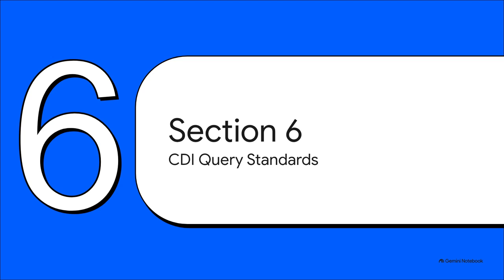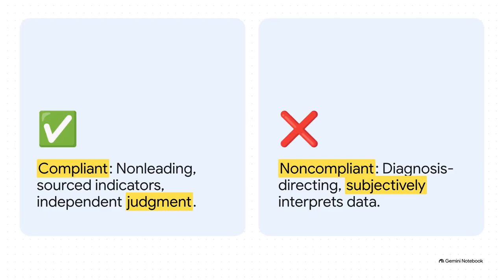Let's bring it all home with Section 6, Compliant CDI Query Standards. Okay, to ensure your outpatient query templates never inadvertently lead the provider, you have to lay out the objective clinical facts. Think abnormal lab results or a high BMI calculation. Then you simply ask the provider for their clinical interpretation. A compliant query never, ever says something like, please document malnutrition to impact reimbursement. No way. It has to allow the provider to freely say, unable to determine, or to provide a totally alternate explanation.